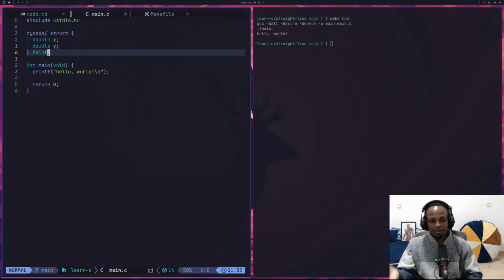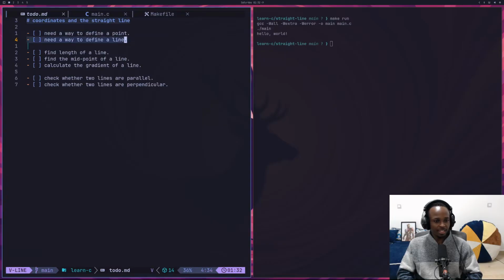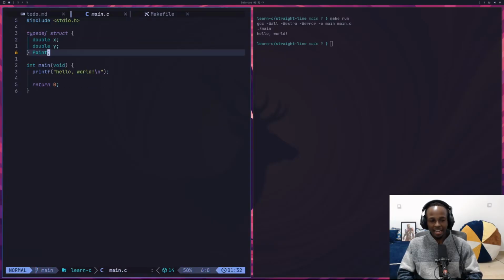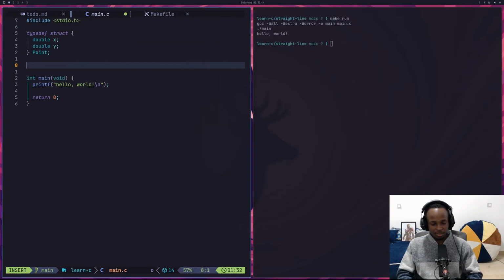So that's a point. And then the next thing was we find a way to define a line. So a line is defined by 2 points. So again, let's use a struct. So we are going to define a struct called line.